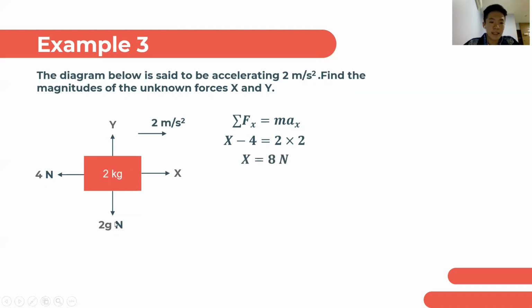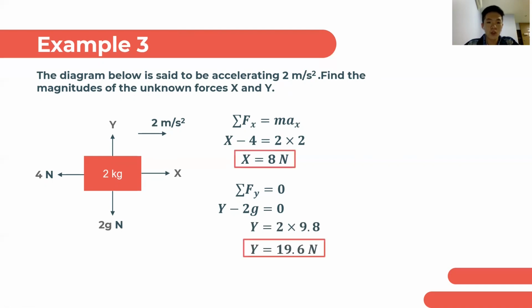Now for the y-axis, it follows the first law of motion or law of inertia. So sigma fy equals 0. We have an upward force of y and a downward force of 2g newtons. So y minus 2g equals 0. So transposing negative 2g to the right side gives us y equals 2g. And substituting g equals 9.8 gives us y equals 2 times 9.8. 2 times 9.8 gives us 19.6. So y equals 19.6 newtons. So our answer for this question is x equals 8 newtons and y equals 19.6 newtons.